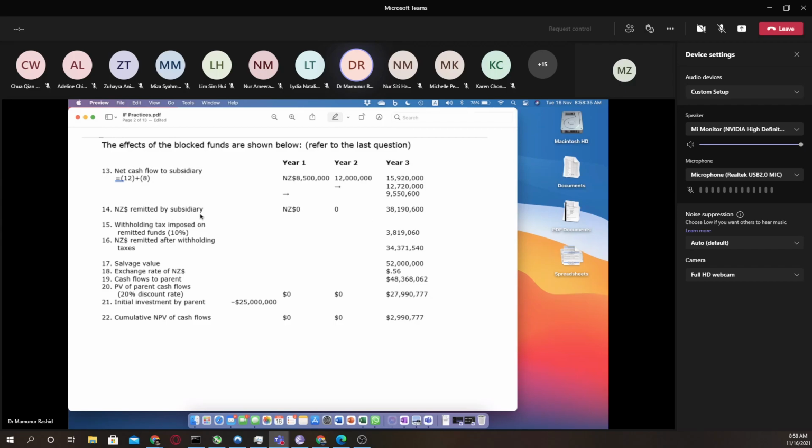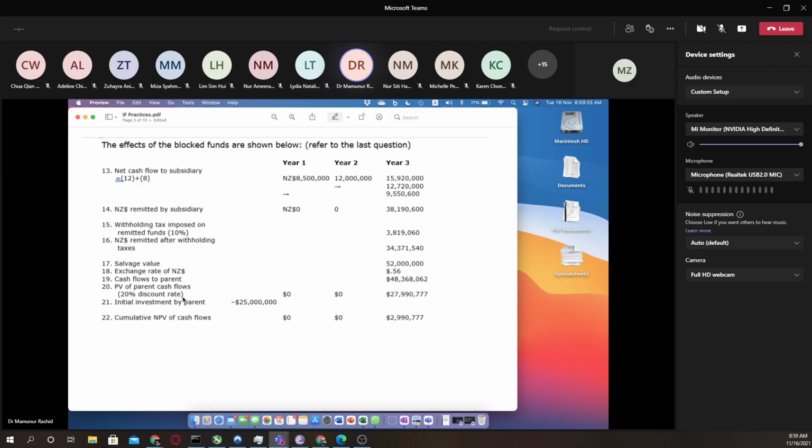So the New Zealand dollar remitted by the subsidiary: first year there is no remittance, blocked. Second year no remittance, blocked. Third year they will transfer all together, 38.190. On this, the withholding tax imposed on the remitted fund is 3.819. The New Zealand dollar remitted after withholding tax is 34.371. The salvage value, which is not subject to the withholding tax, is now placed here, 52 million. This is US dollar. The New Zealand dollar exchange rate for the last year is only 0.56. So after converting, we have cash flow to the parent company of 48.368.